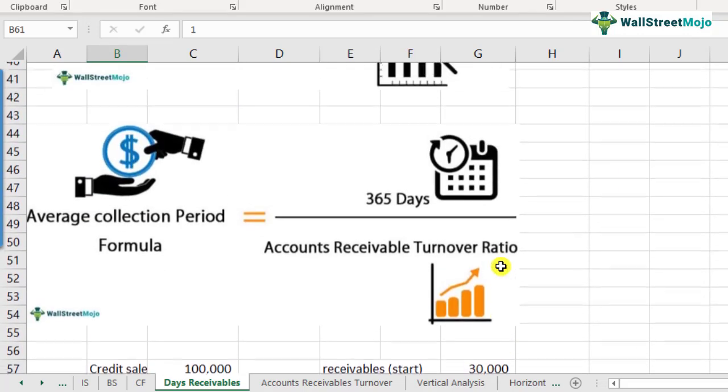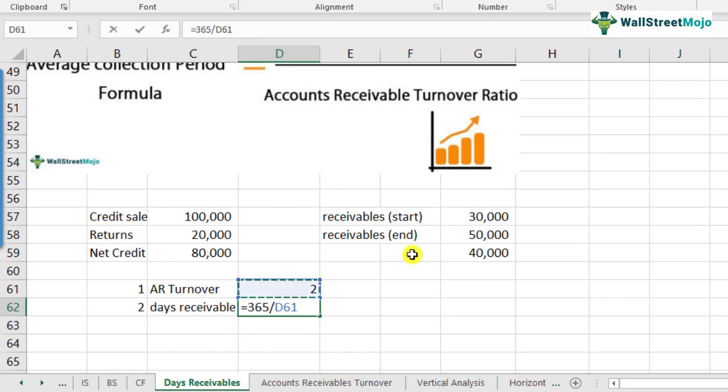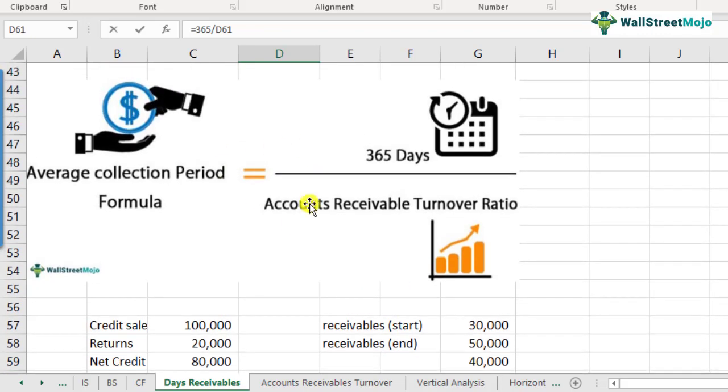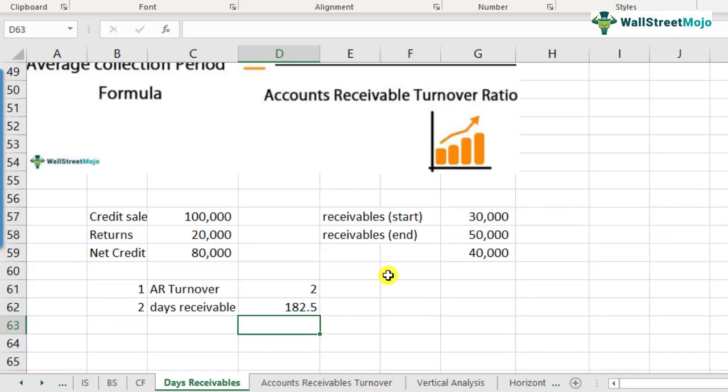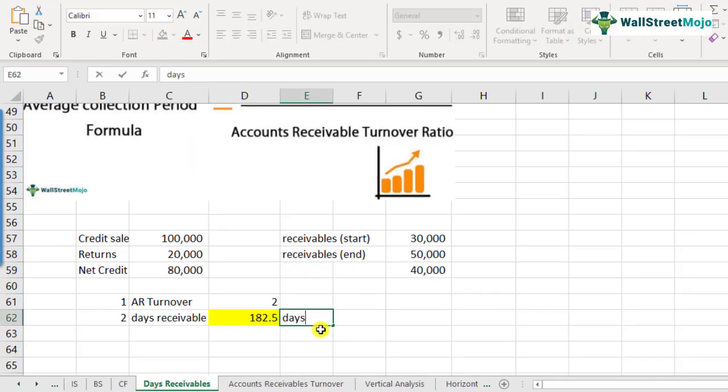Now, if you have 2 as the accounts receivables turnover ratio, what is step 2 in order to calculate the days receivables? So days receivables will be nothing but 365 divided by your accounts receivables turnover ratio, right? So that's what we learned from this formula. So that comes out to be 182.5 days. Okay, so how do we interpret this? It basically means the company is taking 182.5 days to convert its accounts receivables to cash. Okay, so that's a very simple interpretation and that's how it is.